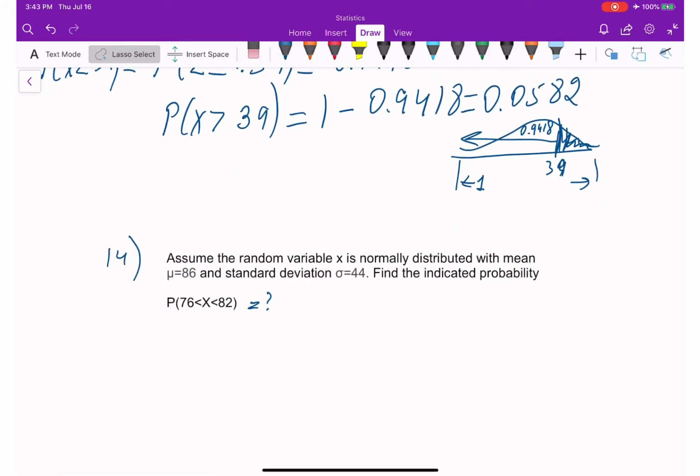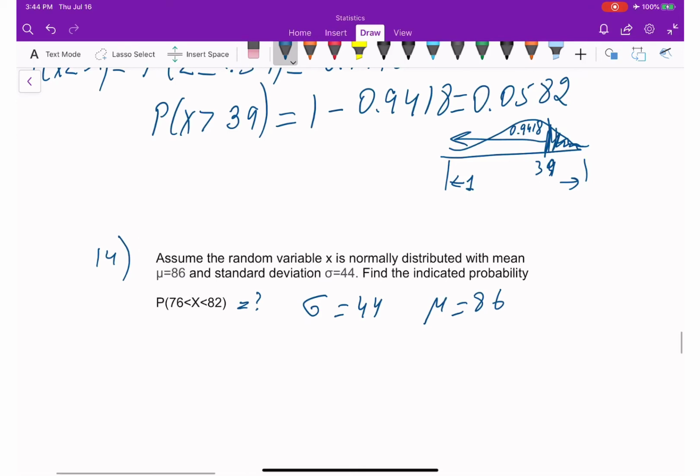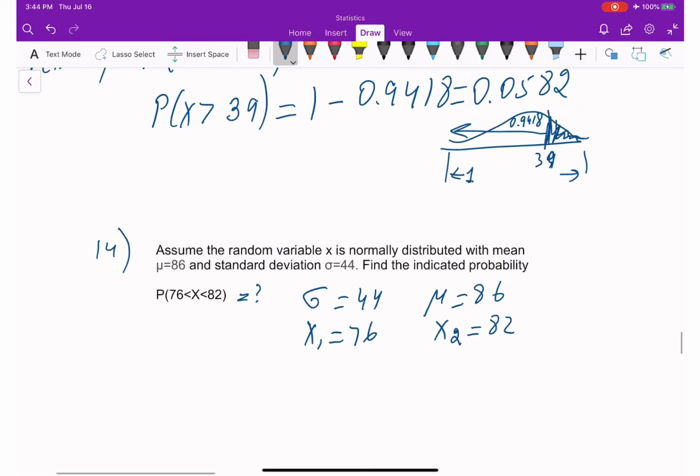What do we have here? We need to find the probability for x greater than 76 and less than 82. We have sigma equal to 44 and mu equal to 86. So x1 is equal to 76, x2 is equal to 82. Let's see what we're going to get.